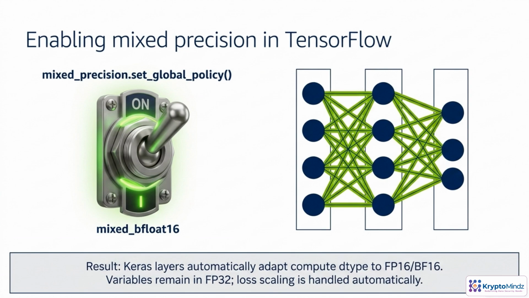In TensorFlow, using mixed precision is mostly a one-line change. You set the global policy to mixed_float16 on NVIDIA GPUs or mixed_bfloat16 on TPUs and Ascend devices. After that, Keras layers automatically run most math in low precision, while variables stay in FP32 for stability. You also don't manually manage loss scaling. The API handles it for you. So a single configuration change can unlock major speedups.